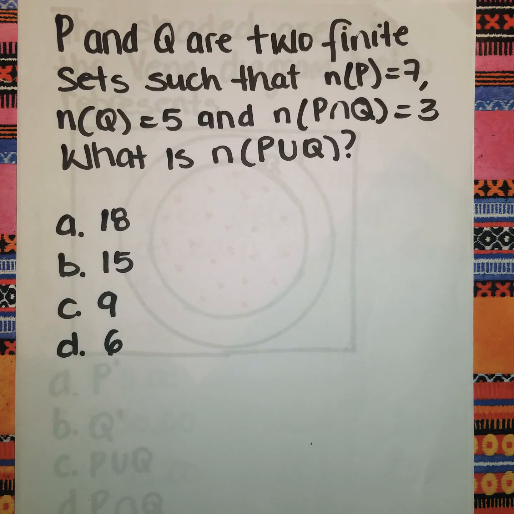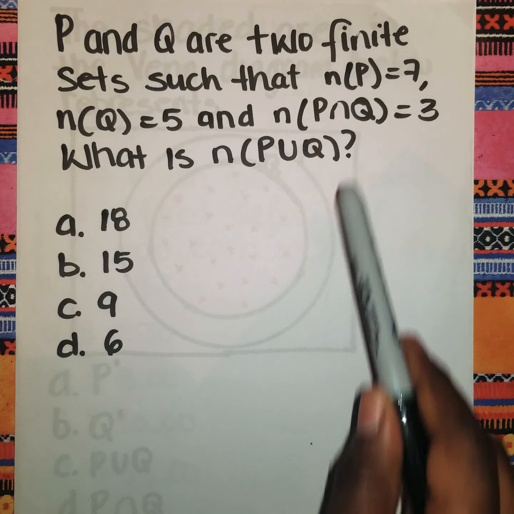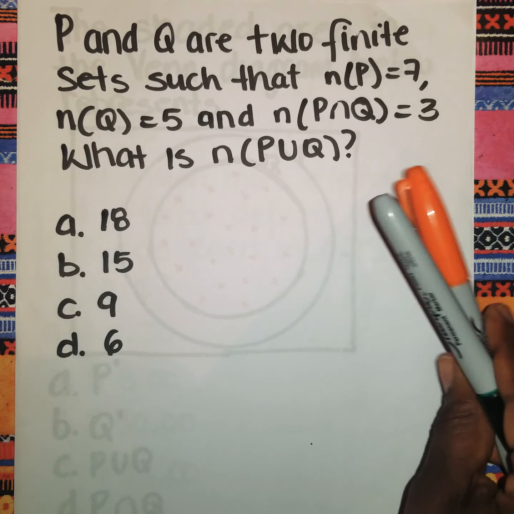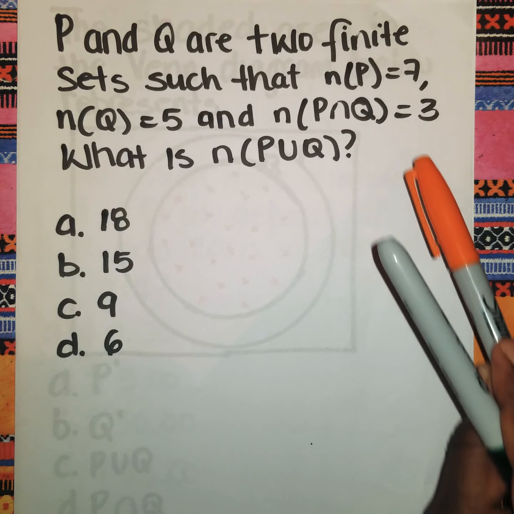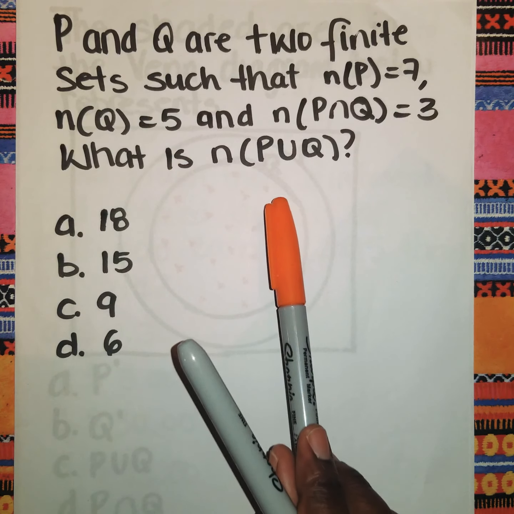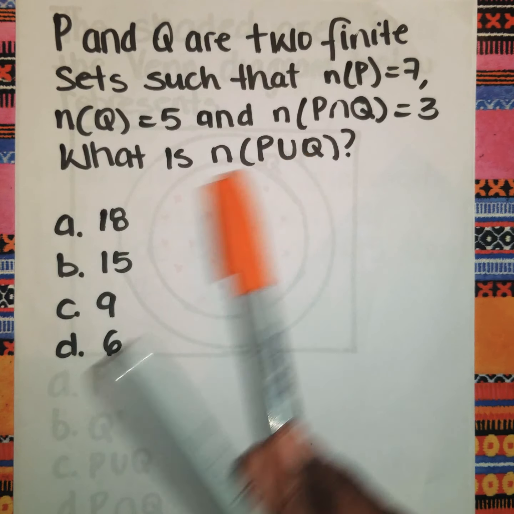The next one comes to us from sets. It says P and Q are finite sets such that the number of elements in P is 7, the number of elements in Q is 5, and P intersect Q is 3. So what is the number of elements in P union Q?